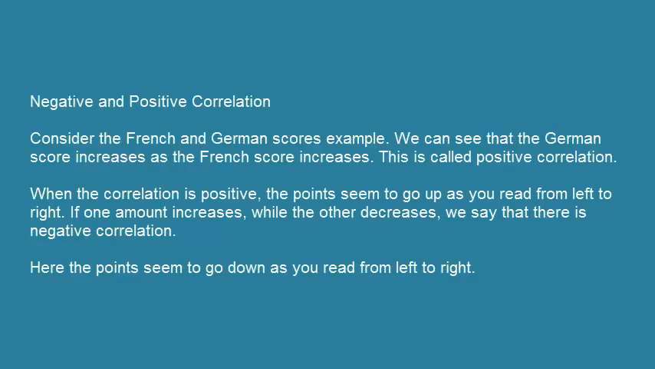We can see that the German score increases as the French score increases. This is called positive correlation. When the correlation is positive, the points seem to go up as you read from left to right. If one amount increases while the other decreases, we say that there is negative correlation. Here the points seem to go down as you read from left to right.